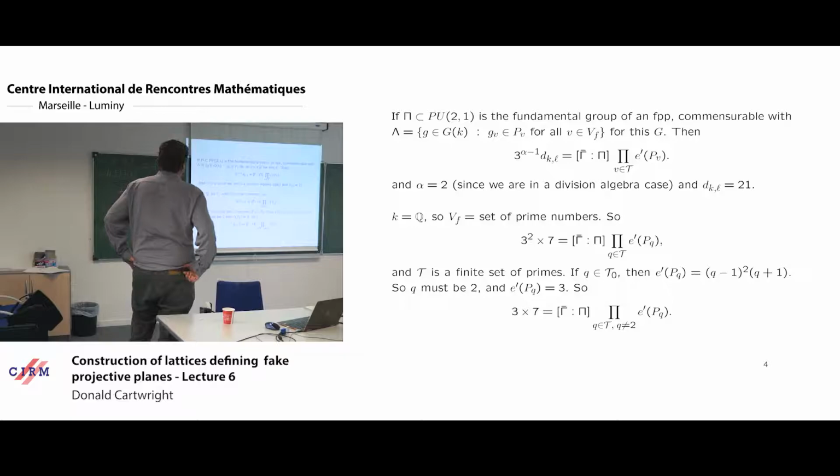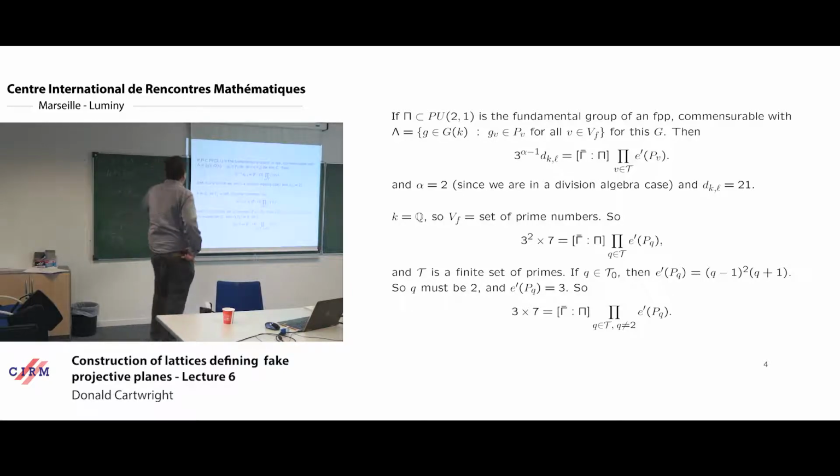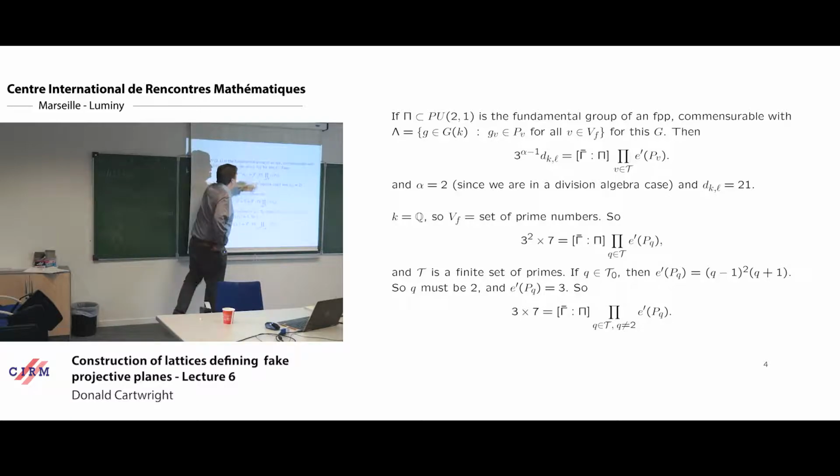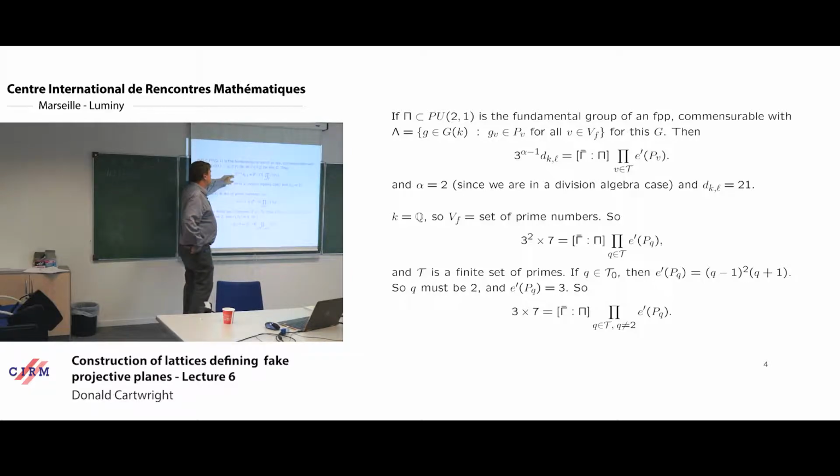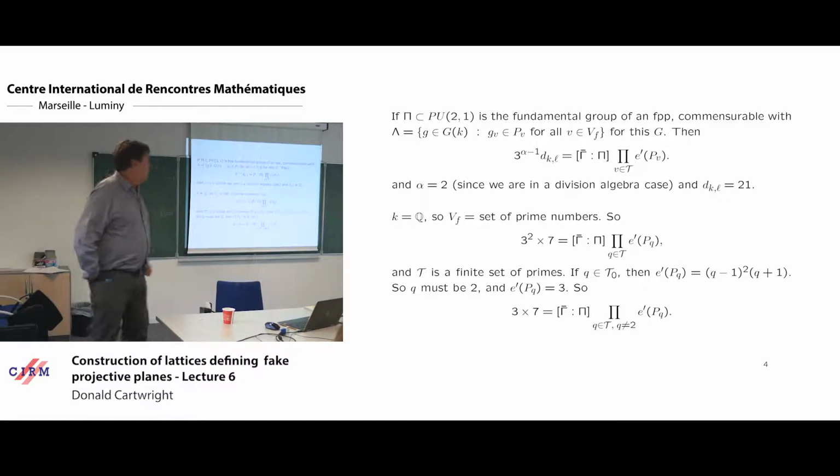So we're looking for fundamental domains. We're looking for fundamental groups of fake projective planes. And so we're going to take a principal arithmetic subgroup. So it looks like this. And in one of the lectures, I showed how this is an important equation that comes out of, which is effectively in Prasad and Yeung.